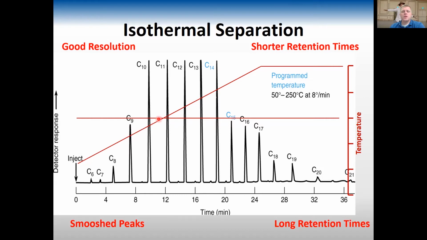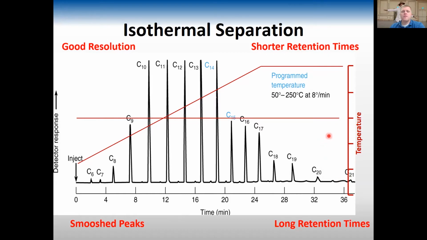And since we're going to go to a much higher temperature, all of these other species, the other C species, are now actually going to get enough heat to travel through the column quickly. So what we've done then is effectively selected for which species we want to come off of the column at a given time. So we've made the retention times much shorter, and we've actually enabled ourselves to see a few more peaks in here that weren't there before.